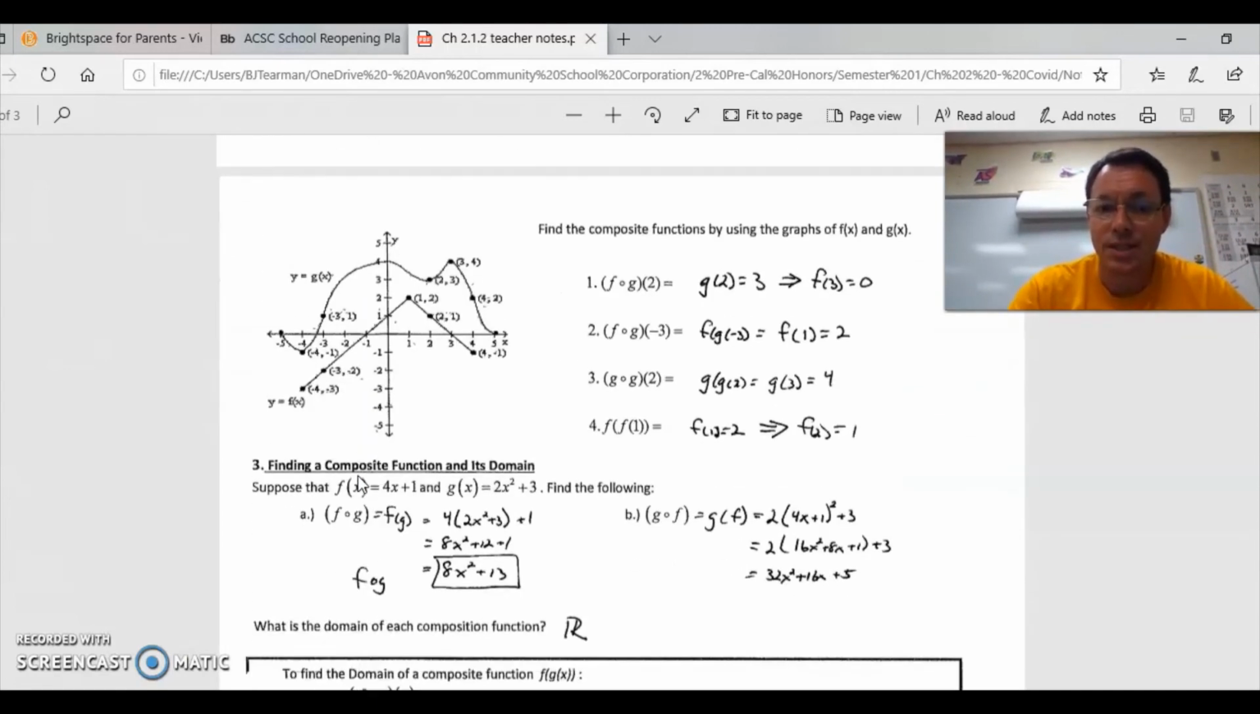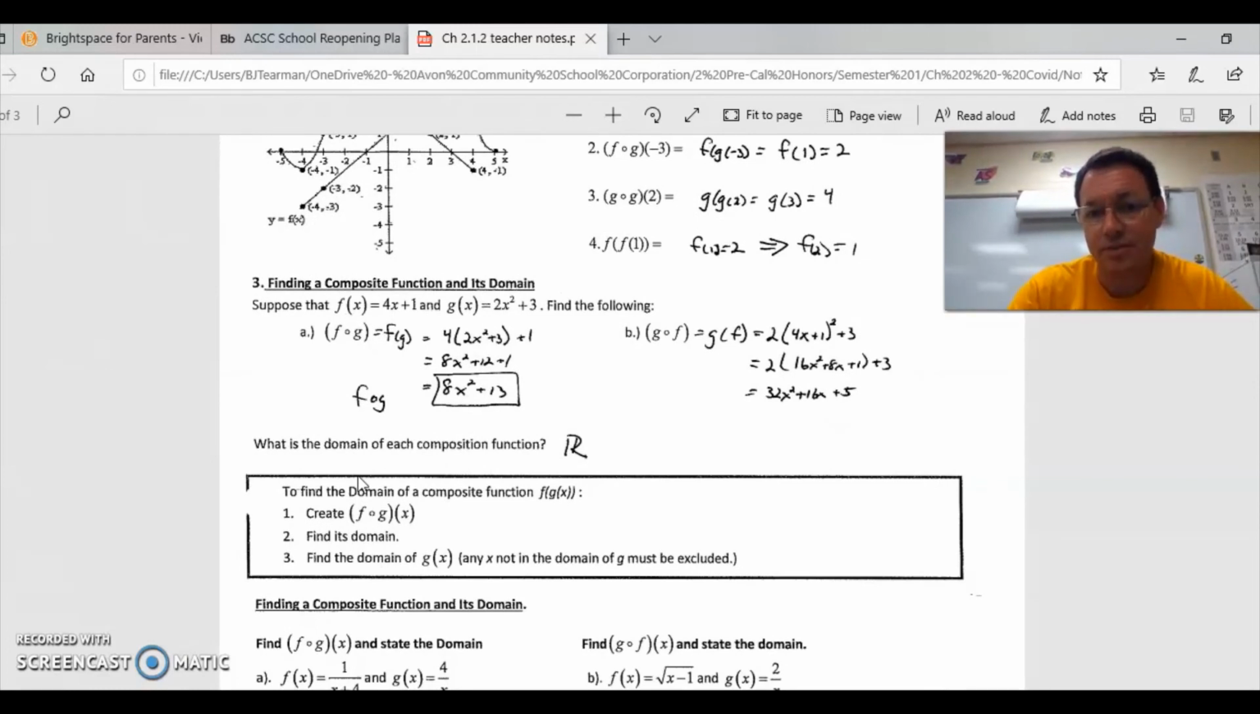Okay, so that's what this is. It's a composite function, and it does that for us. And then in example B, I went the other direction. So it says, what is g of f? So we put function f into function g, and then we simplified it. Now both of these have domains of all real numbers, but that's not always going to be the case.